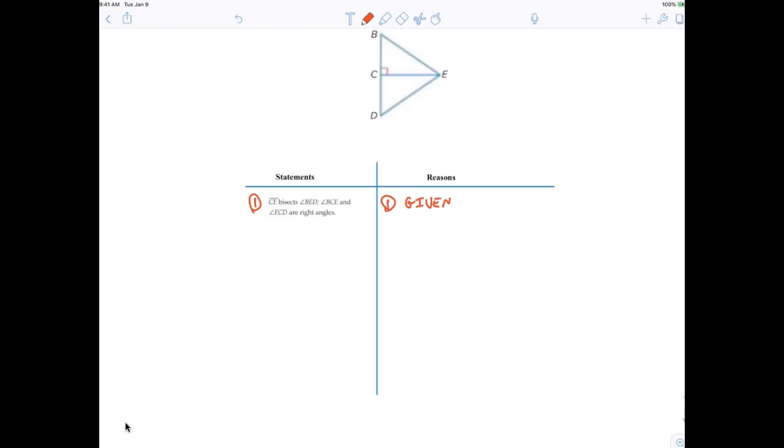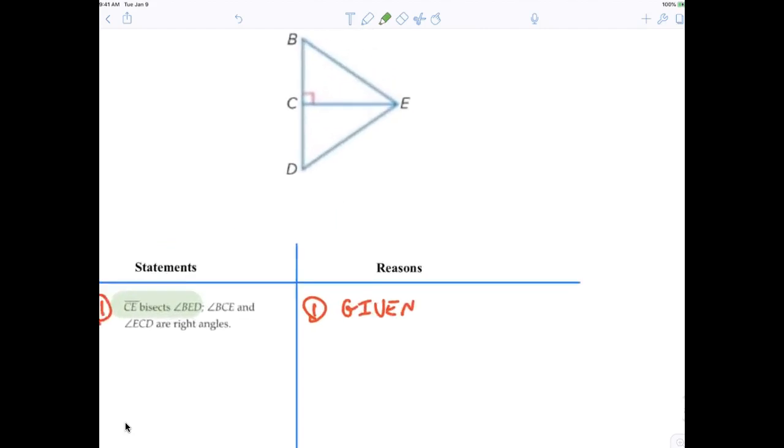Now individually what I like to do is just go through the given, and it says CE bisects angle BED. So, Ava, what does that mean? If CE bisects angle BED, what's true?